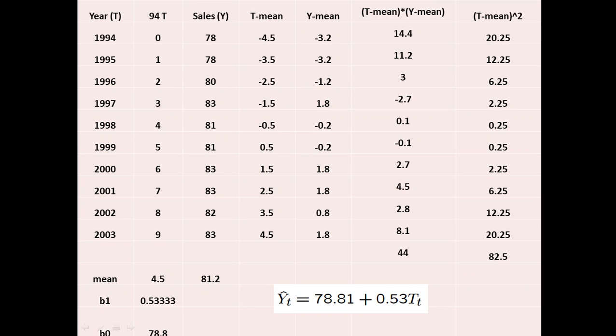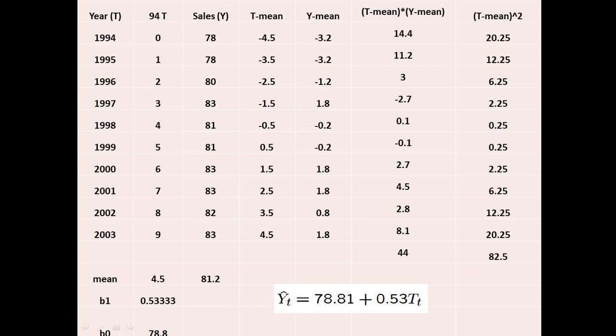Sales is given, so the first step we will find the mean of the years, which is 0 plus 1 plus 2 up to 9, and we will divide them over 10, the summation of x over n, and we will find the mean of sales.